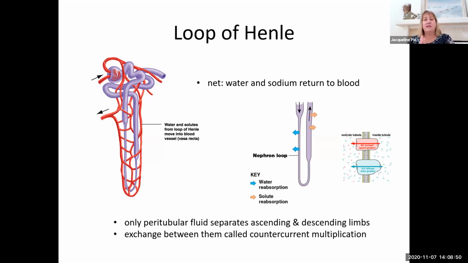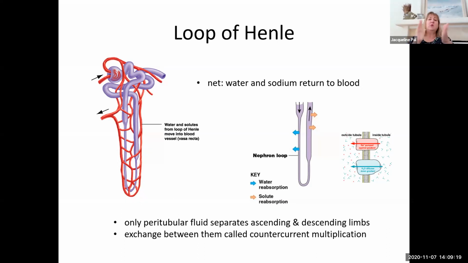One big point: between the descending limb of the loop of Henle and the ascending limb of the loop of Henle, there are no blood vessels separating stuff. There are no other cells of the kidneys separating them. We only have peritubular fluid separating them. So what is happening concentration-wise in that peritubular fluid can directly affect what's happening inside those tubules.